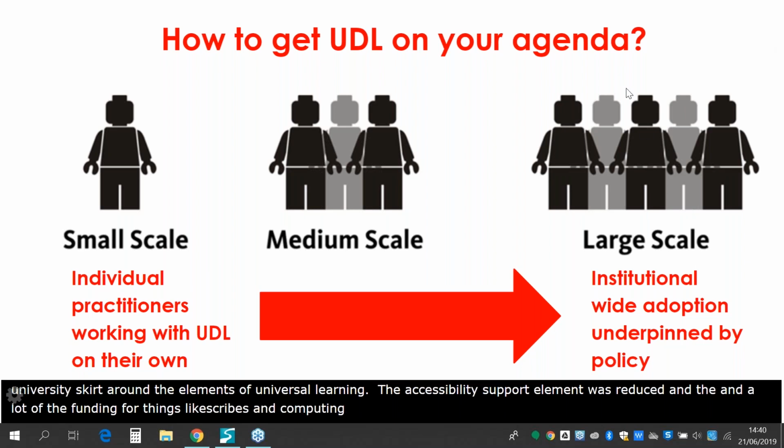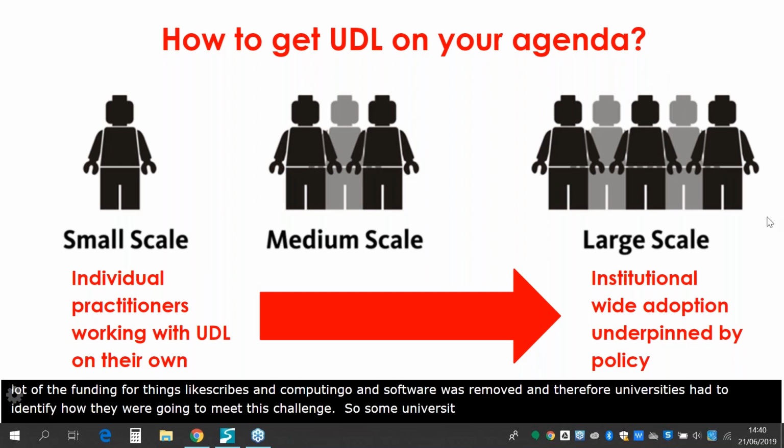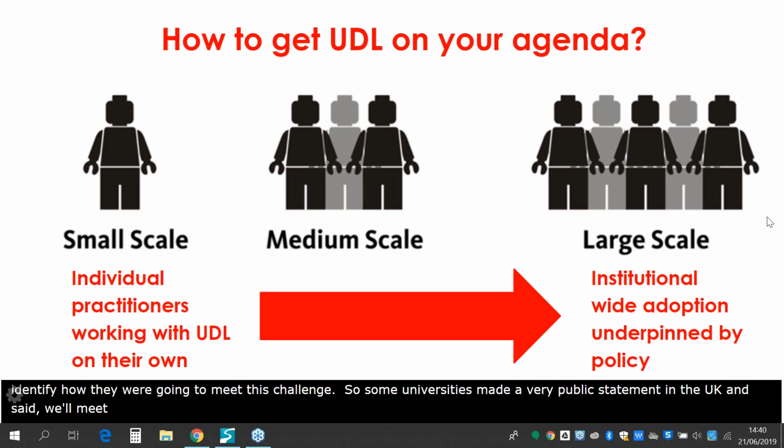And therefore, universities across the sector had to identify how they were going to meet this challenge. Some universities made a very public statement in the UK and said, we will meet the difference of what the government provided students funding, we will meet that difference.